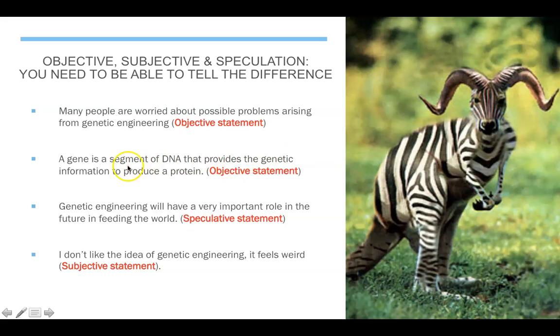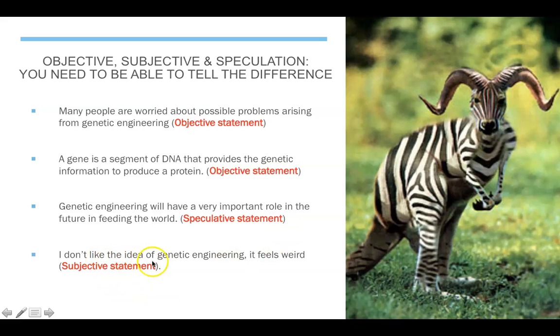Another one is, a gene is a segment of DNA that provides the genetic information to produce a protein. We know that research has been conducted and we know that that is the case. That is objective. This is speculative: genetic engineering will have a very important role in the future in feeding the world. That is pure speculation. We can't look into the future to decide that that is true. Someone has just speculated that is potentially what could happen.